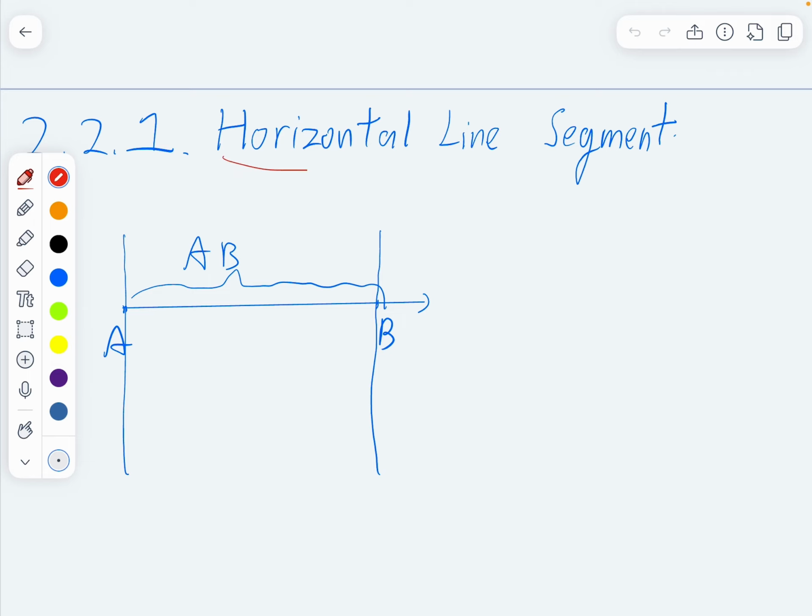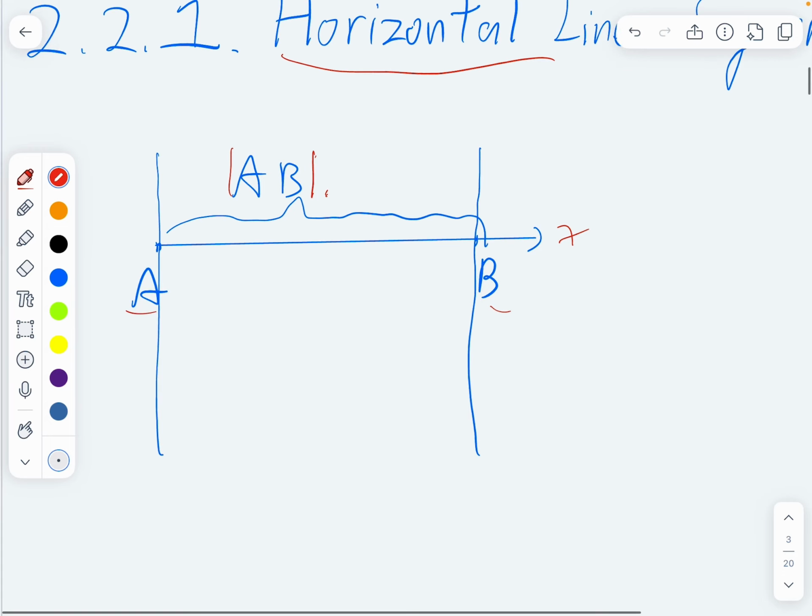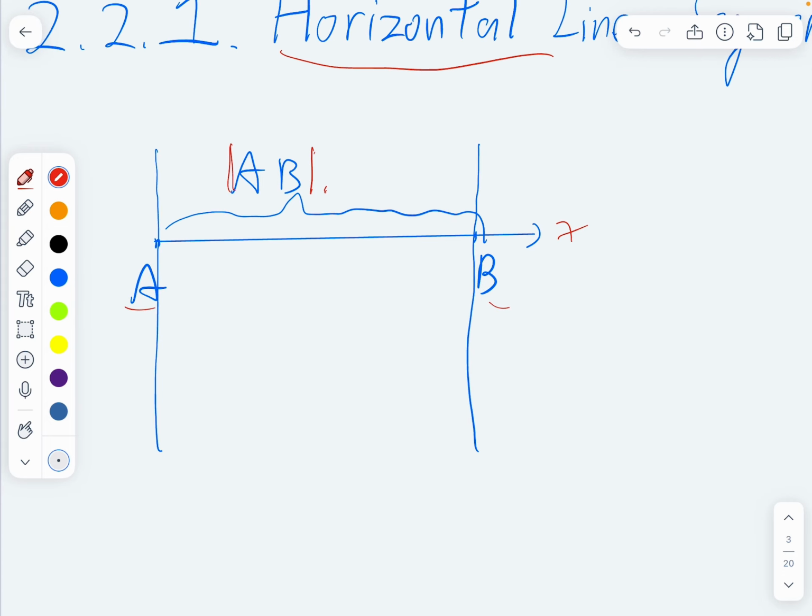The first type is the horizontal. That means there is a line horizontal to the x-axis. We need to find the length of the whole AB. Here we need to put an absolute value, because the length cannot be negative, even if A or B is a negative point. So we must add the absolute value here.